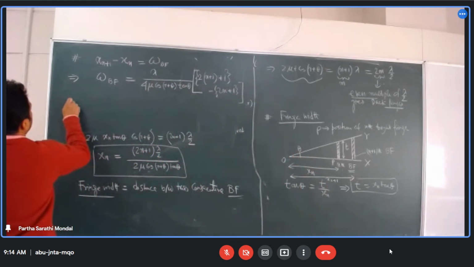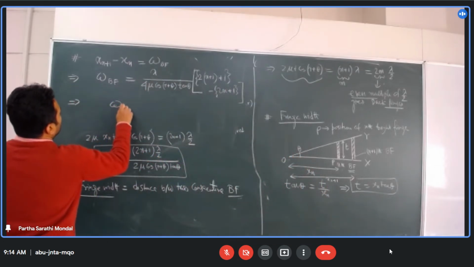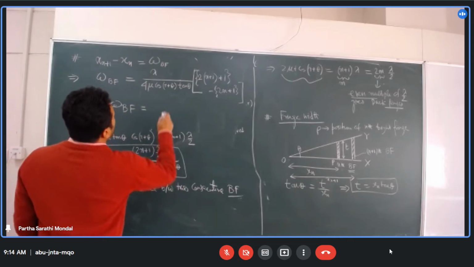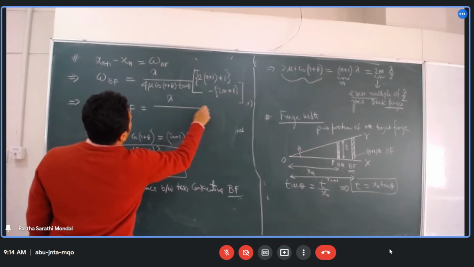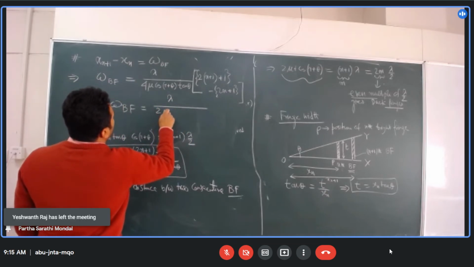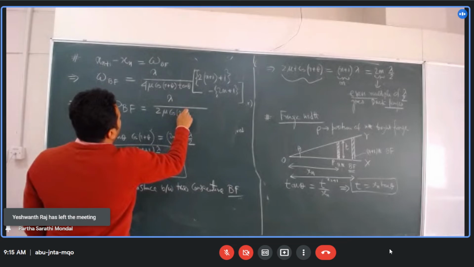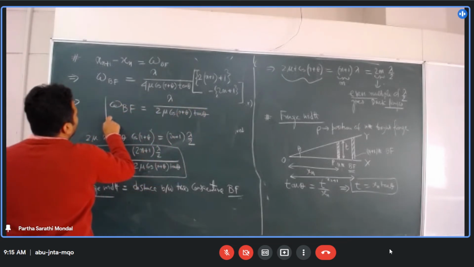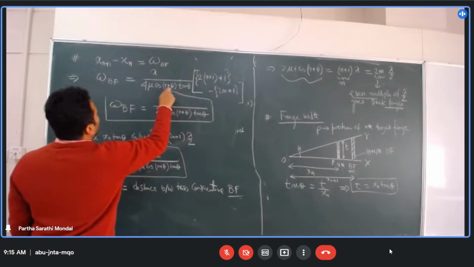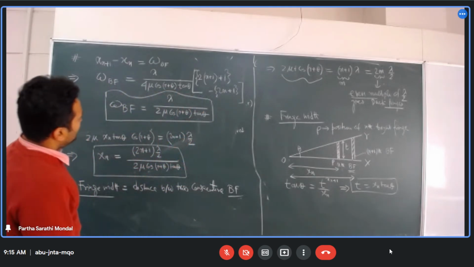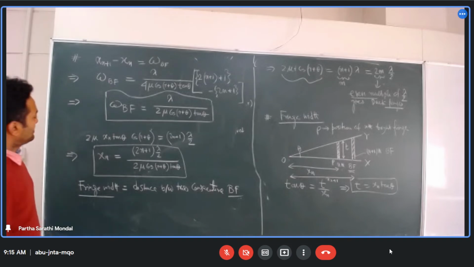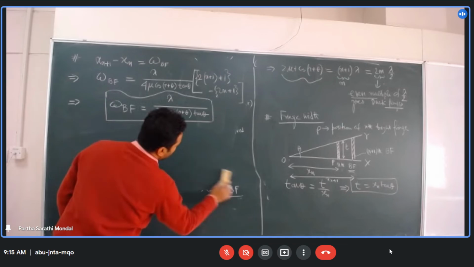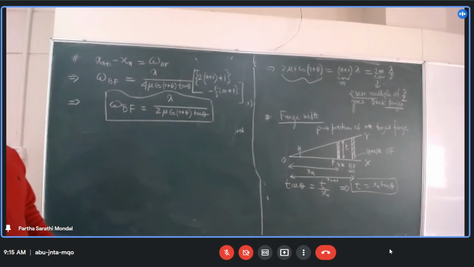So it will give you the fringe width w of the bright fringe. So it will be lambda divided by 2 mu cos(r plus theta) into tan theta. So this is a fringe width. This is the formula for bright fringe width. Okay. So now we can put some condition here to get a very beautiful expression for the fringe width.